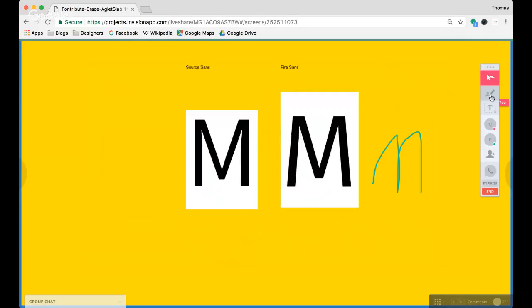What other, is it Trebuchet? What's the font? There's a common web font that uses an angled M. I think it might be Trebuchet or something. I don't know. I believe it is. Hey, you guys on YouTube, let us know.